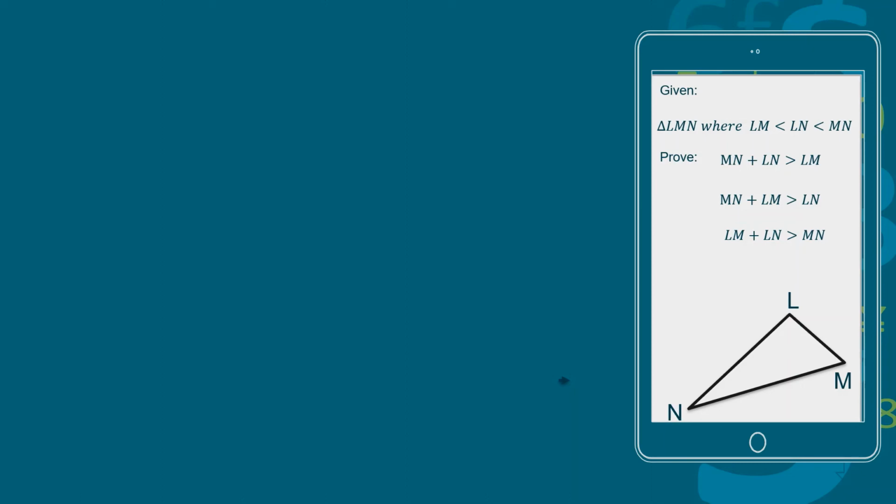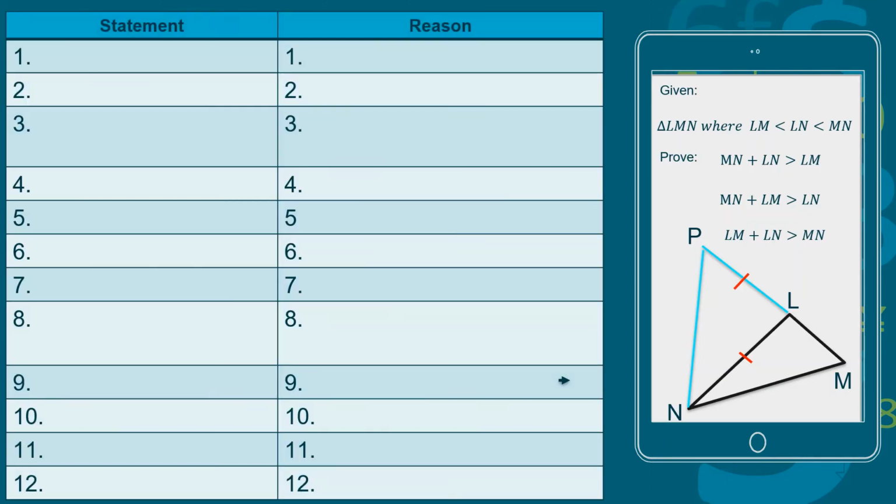To prove that, we need to make additional construction. Let us construct LP. This is an extension of LM, such that L is between M and P. So we have here LP is congruent to LN, and triangle LNP is formed. Now, let's complete the two-column proof.